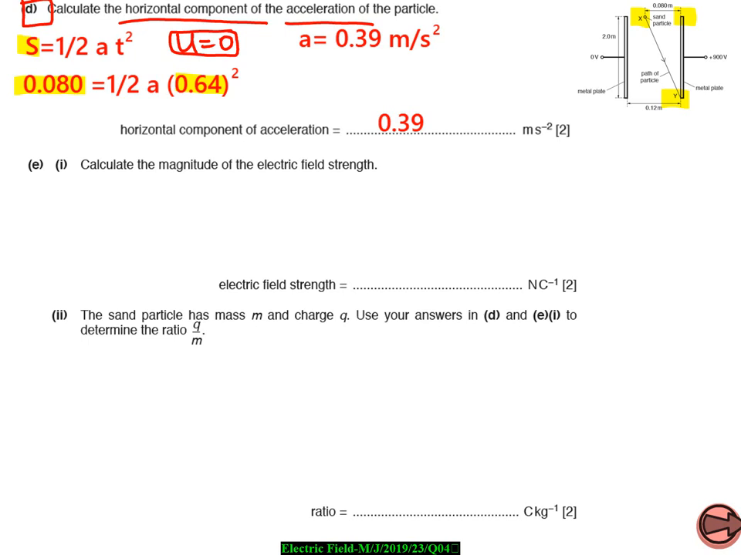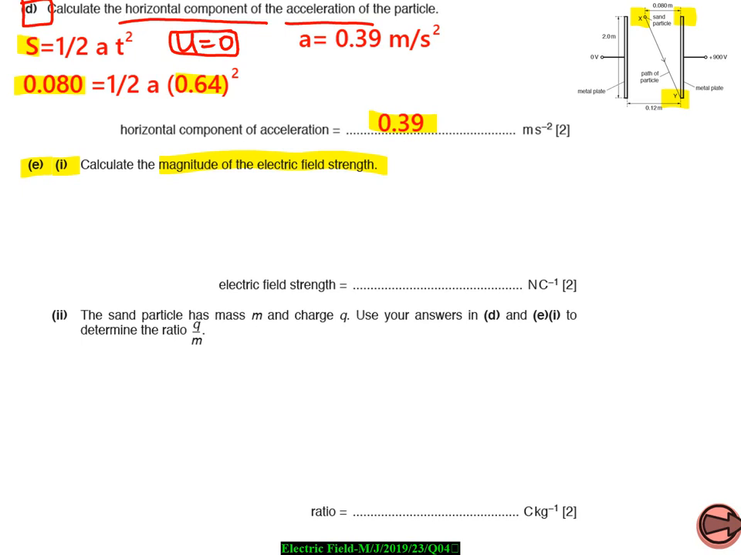Part E1 is asking us to calculate the magnitude of the electric field. To calculate the magnitude of the electric field, we need to understand the uniform electric field. How can we calculate the value of E if the potential difference between two plates is given to us, and the separation between the two plates is also given to us? You can see here that the potential difference between these two plates is given.